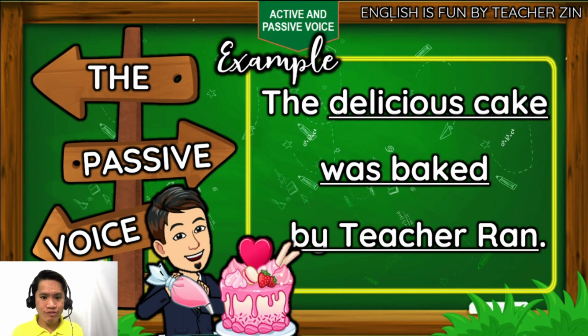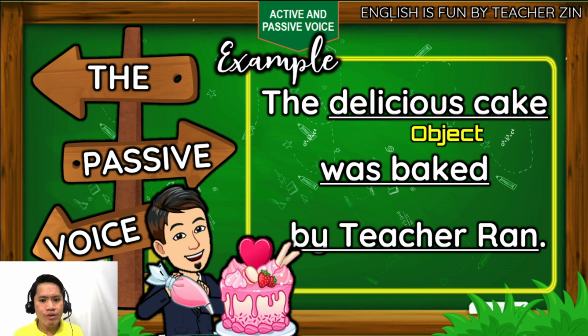Alright, so let's go back to the two sentences that I gave a while ago. So this time we will focus on the second sentence. And the second sentence says here that the delicious cake was baked by Teacher Ron. Now, in this example, we have the original object a while ago, which is the delicious cake. Now, this time, this delicious cake is given more importance or more emphasis rather than the one who does the action, who is Teacher Ron. All right. Now, with that, this would indicate that delicious cake here becomes the passive subject in this sentence. That's why this sentence is written in the passive voice.